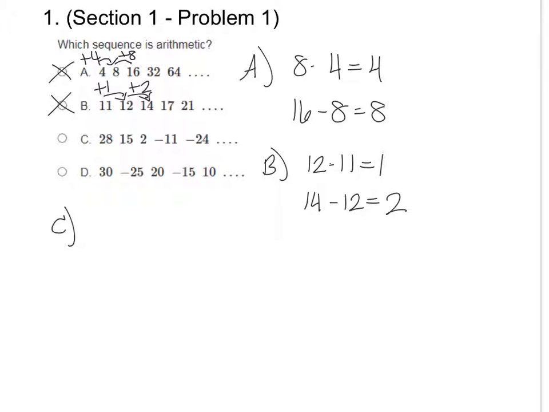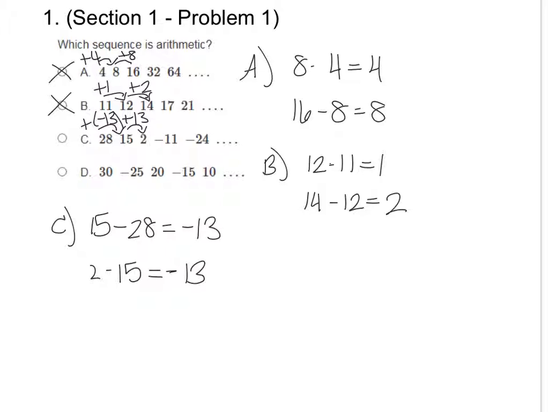Letter C, I'm going to take term 2, which is 15, and I'm going to subtract the term before it, which is 28. If I subtract that, I get a difference of negative 13. So from the first term to the second term, I'm adding a negative 13. So I'll take the third term, which is 2, subtract the term before it, which is 15, and I get negative 13 again. So I'm adding a negative 13 to the next term. So far, it looks like it might be arithmetic.